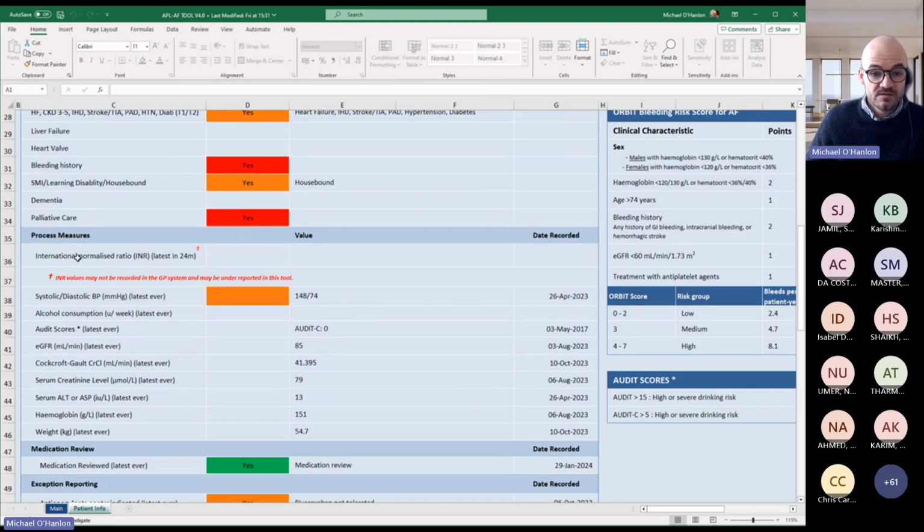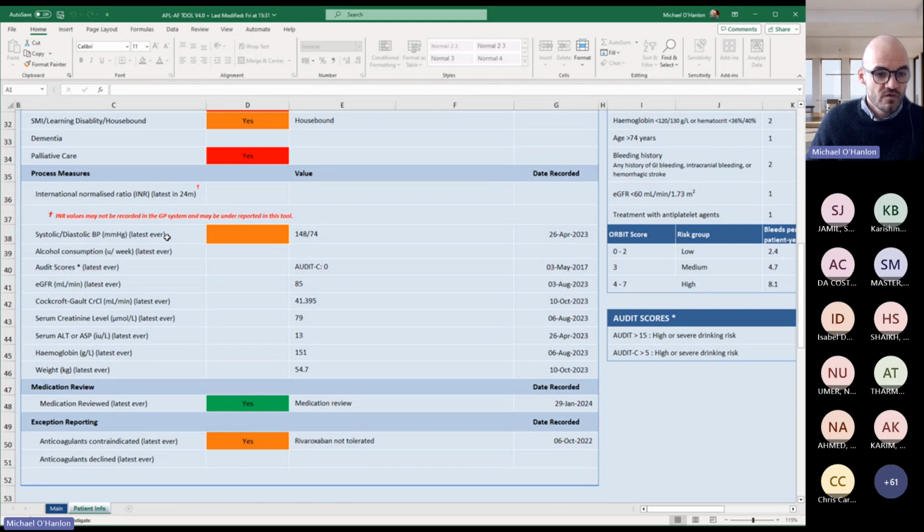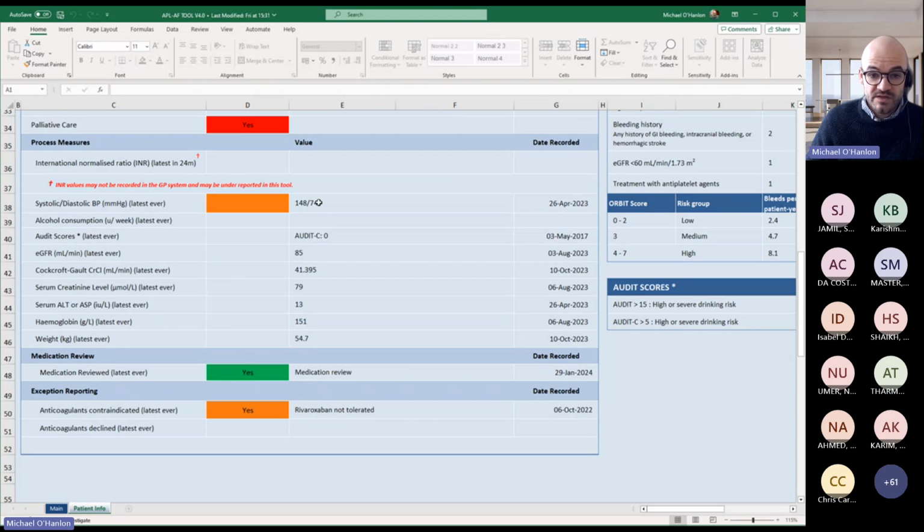There are then other results and physical parameter measurements as well. Obviously this patient's not going to have an INR measurement because they're not on warfarin, but if they were, that would pull through if it's been coded in EMIS. You then see the latest blood pressure that's been coded in EMIS, that will pull through, as well as other important metrics like their audit C score, their renal function, and their creatinine clearance that has been entered onto EMIS as well.